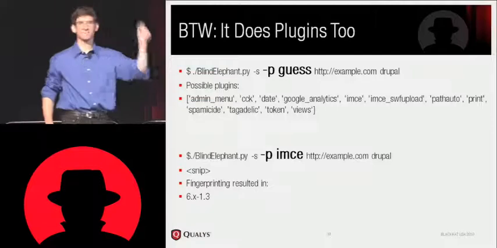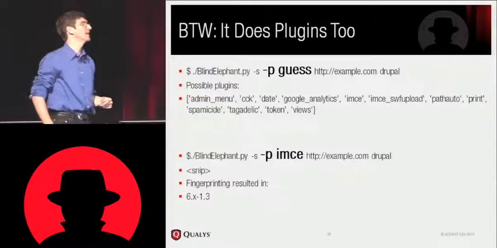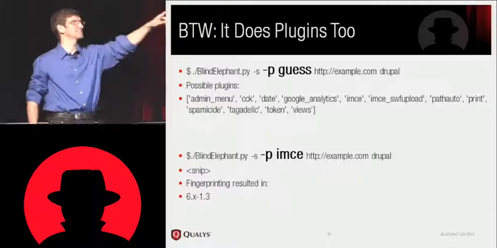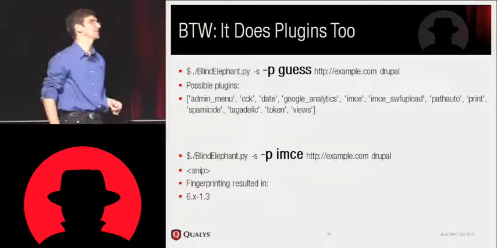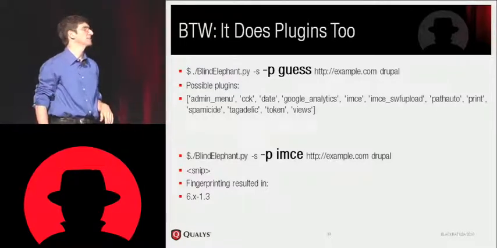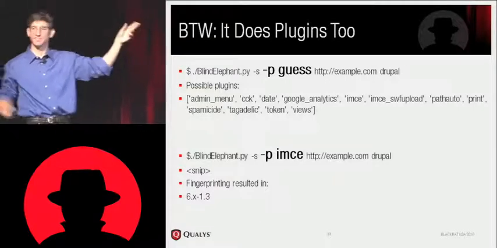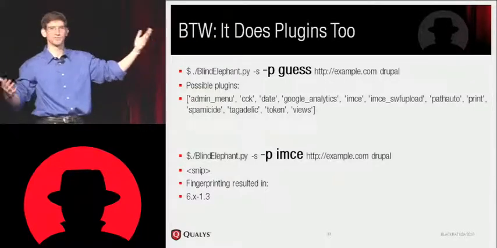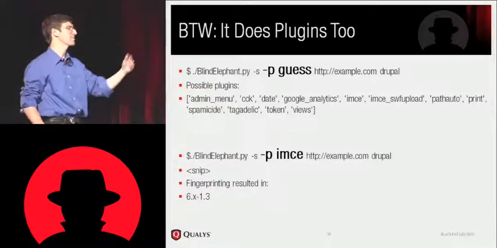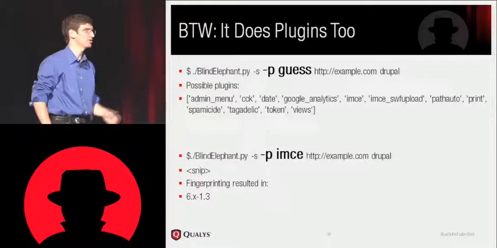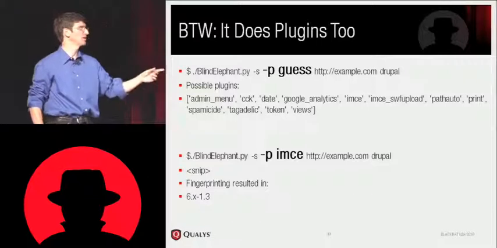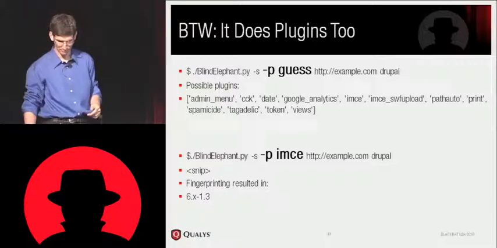It does plugins too. Again, same logic, same approach. We can say, hey, go to some example site and please guess, and we know it's Drupal, please guess what plugins it has. Chug along for a few seconds and come back and say, here are all the supported plugins. They could also be running other plugins, but they just aren't ones that we support, but this is what we're able to discover. And then turn around and say, we care about what version the IMCE plugin is. Okay, cool. We'll fingerprint that and came out with its Drupal 6.x version 1.3 of the plugin.